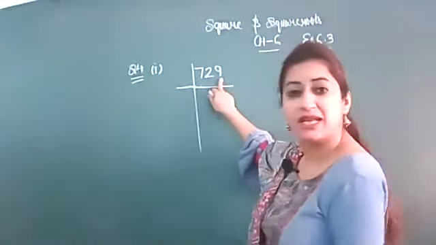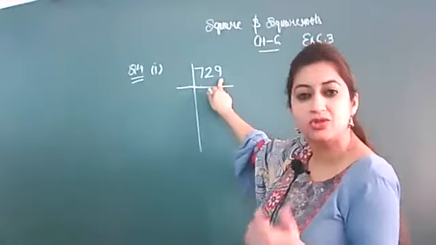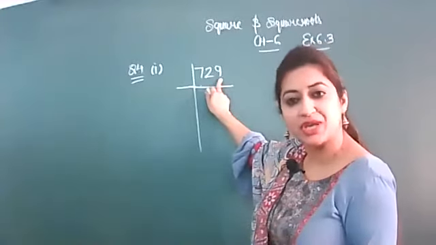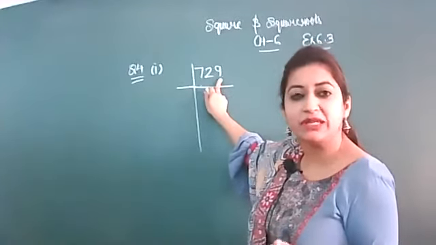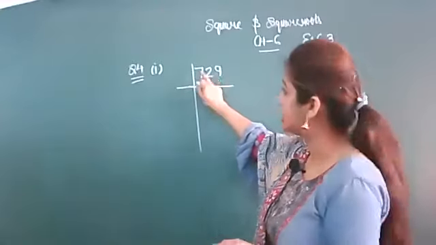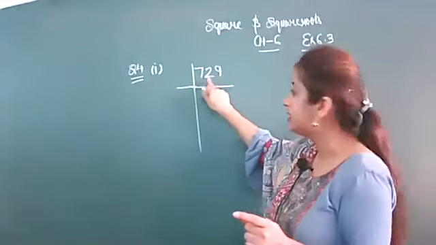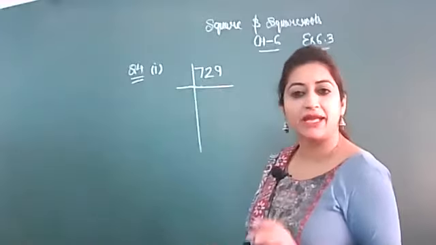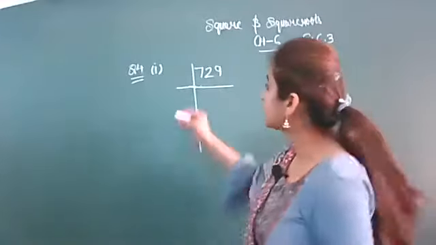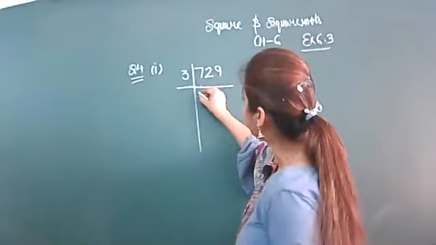So as you can see that 9 is there at the end place, so it is not divisible by 2. Let's check it by 3. And the divisibility test of 3 is the sum of the digits. So 7 plus 2 is 9, 9 plus 9 is 18, and 18 is divisible by 3. That means this number you can divide by 3.